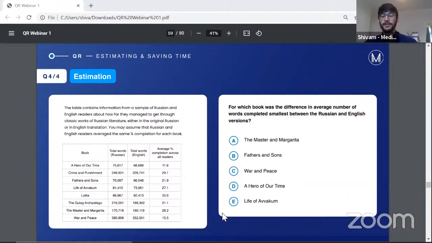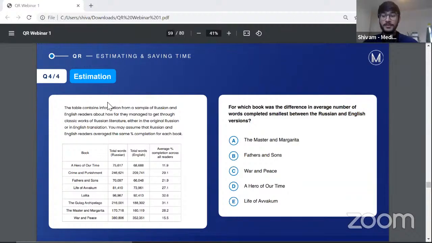Okay, perfect. So Ashir, I've just read the question here, and I understand that the table contains information from a sample of Russian and English readers about how far they managed to get through classic works of Russian literature, either in the original Russian or in English translation. You may assume that Russian and English readers average the same percentage completion of each book. Yep. Okay. So I've read the question. Now, Ashir, what's the next step?